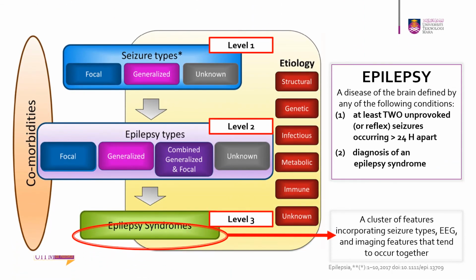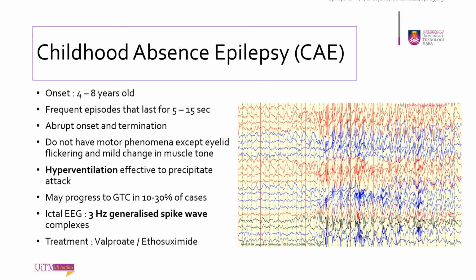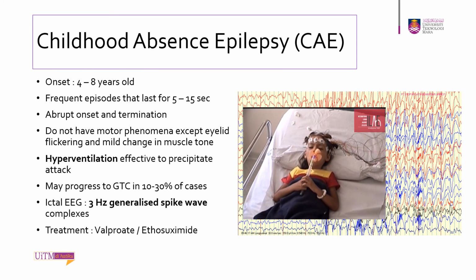Level 3 in the framework is the diagnosis of epilepsy syndrome. Epilepsy syndrome is defined as a cluster of features incorporating seizure types, EEG, and imaging features that tend to occur together. There are several epilepsy syndromes that you need to know. Childhood absence epilepsy has a pathognomonic EEG finding of 3 Hz generalized spike wave complexes. Usually mistaken as daydreaming, this type of epilepsy is usually treated with sodium valproate.